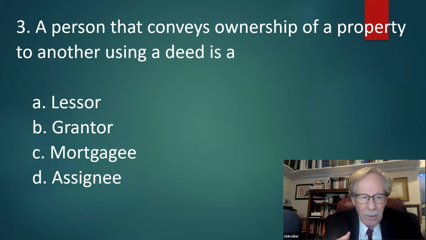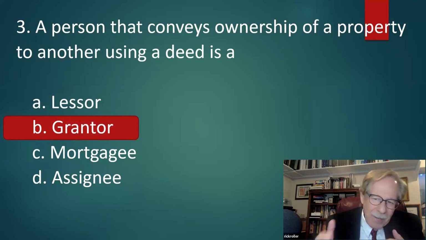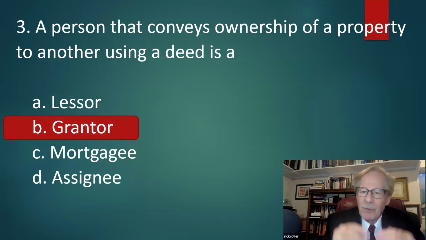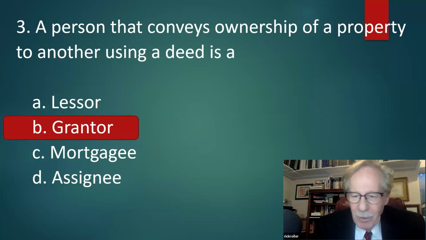So of these four, what is this person that's conveying a property? Well, the giver is a grantor. So if you were thinking grantor, hey, you're right on the money. Answer B is the correct answer to number 3. Not a lessor, that's in a lease, not an ownership. Not a mortgagee. People pay cash, believe it or not, but they still are buying and selling properties for cash. And they're not an assignee. Know your terms. The only way to know your terms is to use these practice questions, read the book, and pay attention. So let's look at number 4, please.